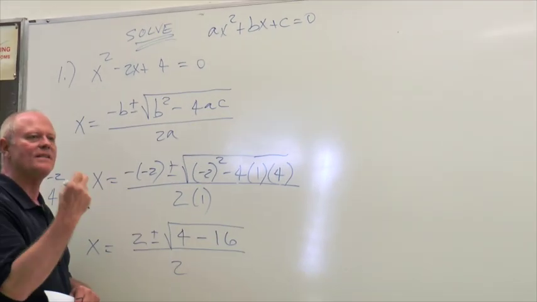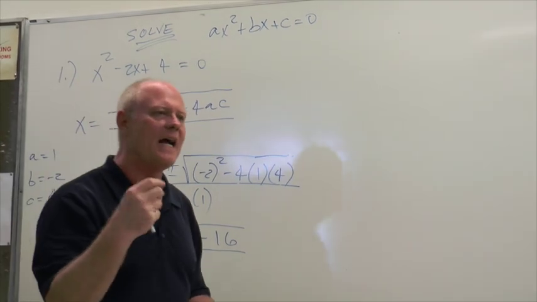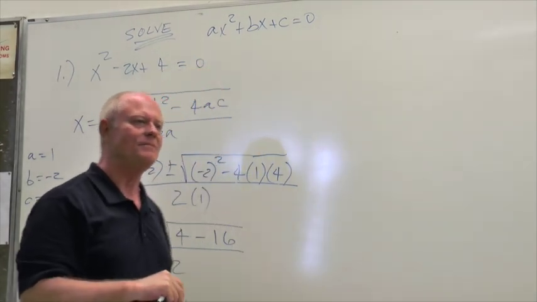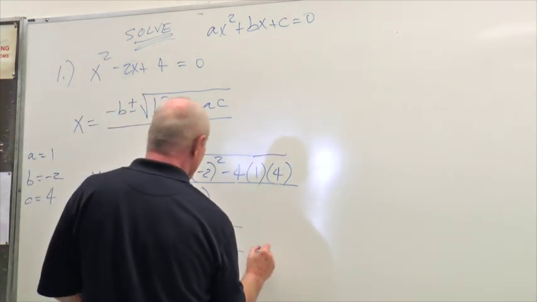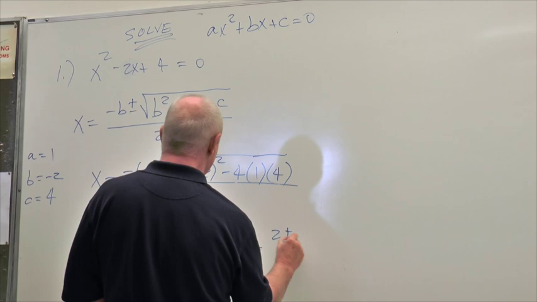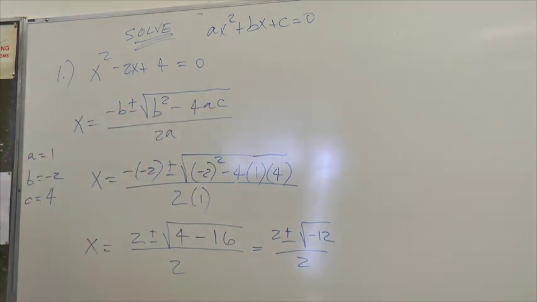Negative, right? So what does that tell us? That's why we could not do that by trial and error. We're going to have what kind of answers? Imaginary, right? We're going to have i in the answer. Okay, so what's the next step? 2 plus or minus the square root of -12, over 2. Good? Now, what do we have to do with that square root of -12, guys?